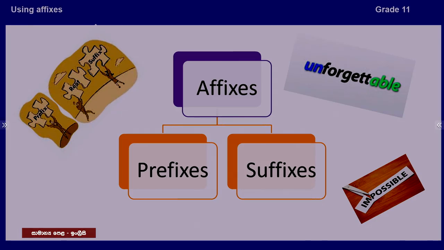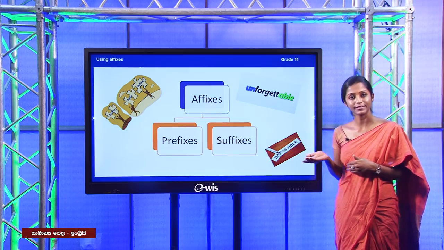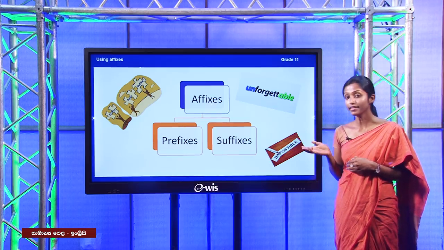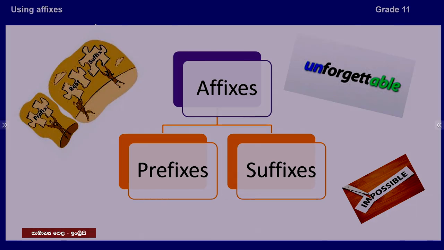There are 2 types of affixes. They are prefixes and suffixes. Look at the word prefixes. Prefixes. That means the letters added to the beginning of the root word. And suffixes are the letters at the end of the root word.